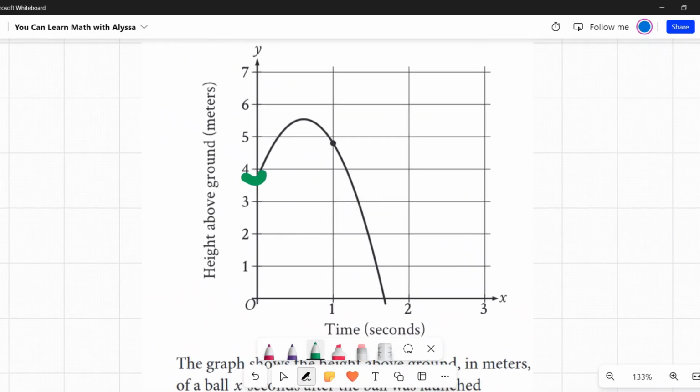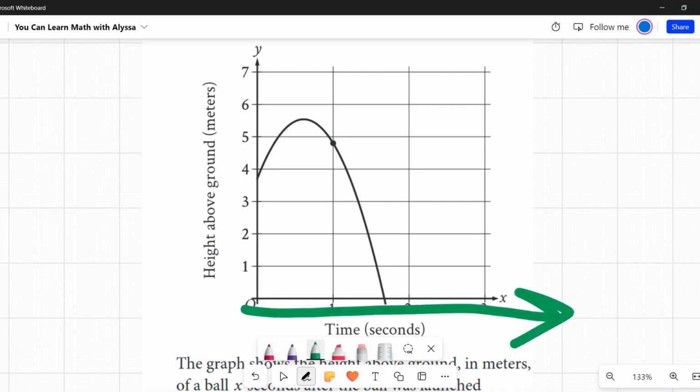Right here is saying it was launched off a platform, it goes up, and then it comes back down. This is our height, so this is showing it got up to about 5.5 meters. Like saying at this point, it's just below 4 meters. At this point, it's at 5 meters. At this point, it's 5.8 meters. And what are these points? It's how long it's been in the air.